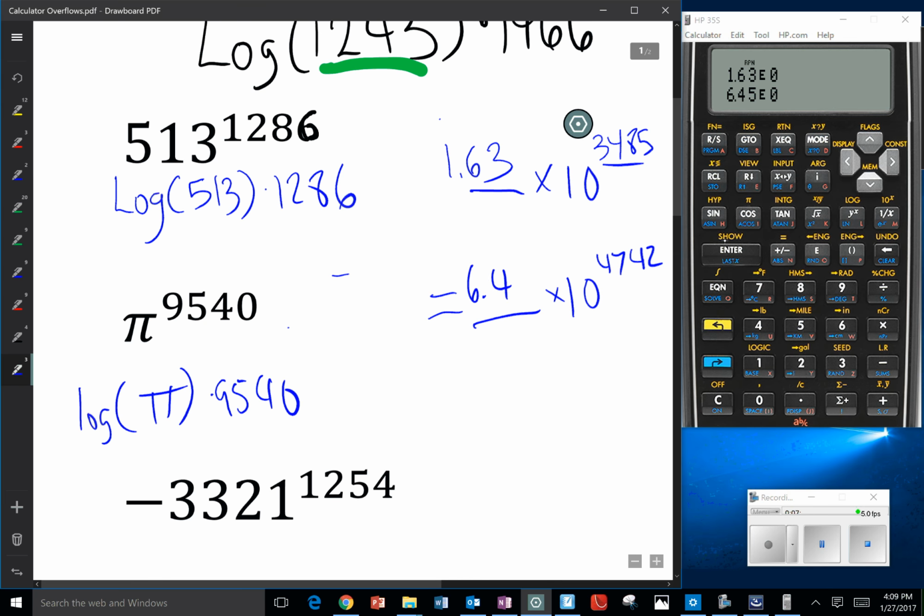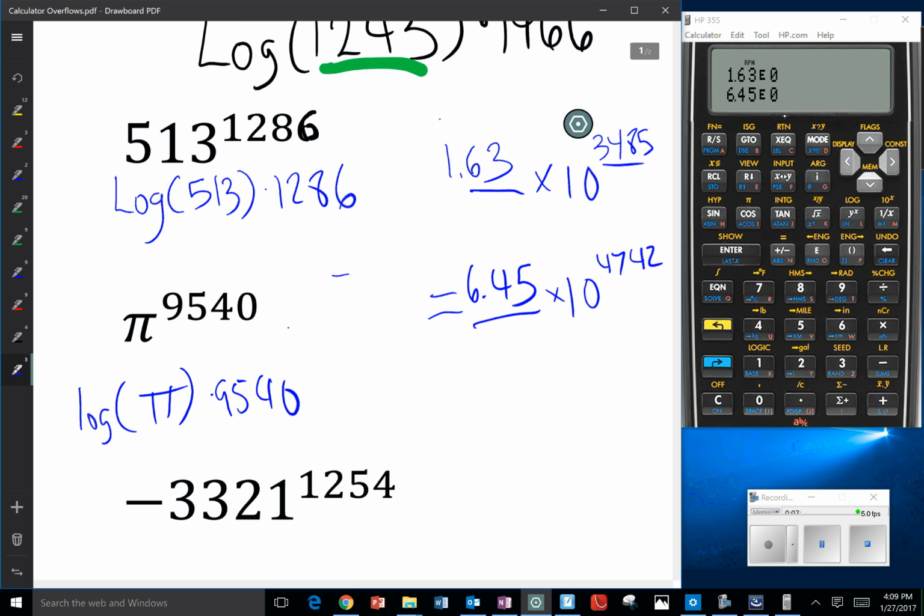Once again, let me focus on something here. That power of 6.45 needs to be to the 0 power. If it's not to the 0 power, you're going to have to fix your problem at the end. And I'll teach you how to do that in a few minutes. All right, another one.